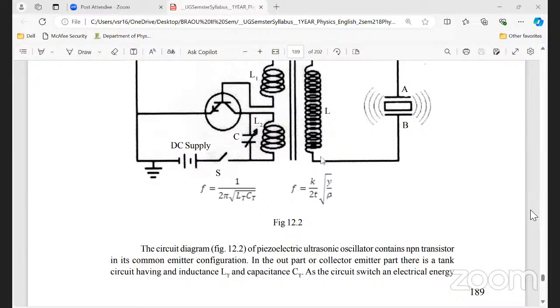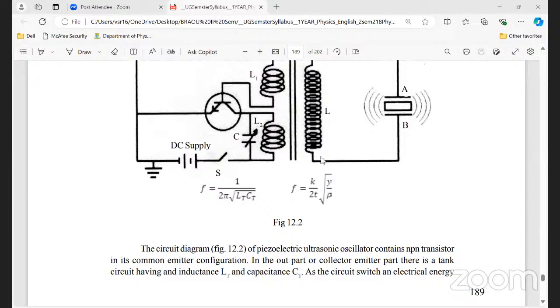P is a semiconducting material and N is also a semiconducting material. How they are prepared: when a trivalent impurity is added, it is P type, and when a pentavalent impurity is added, it is N type. We will discuss that in final year electronics.